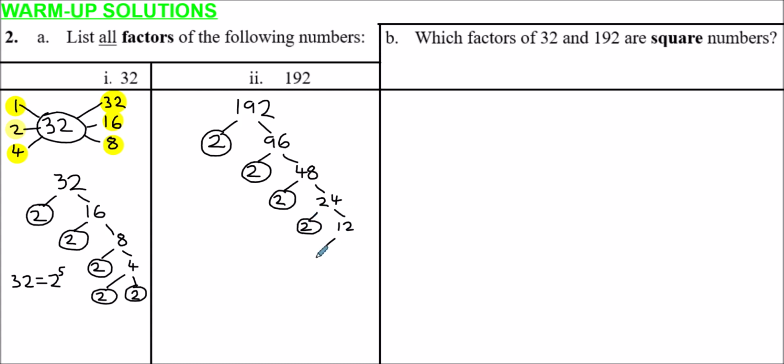12 can be halved, which is 6. 6 can be divided by 2, which is 3. And so factors of 192 are now going to be some combination or combinations of multiples of these prime factors. So we've got these prime factors here.